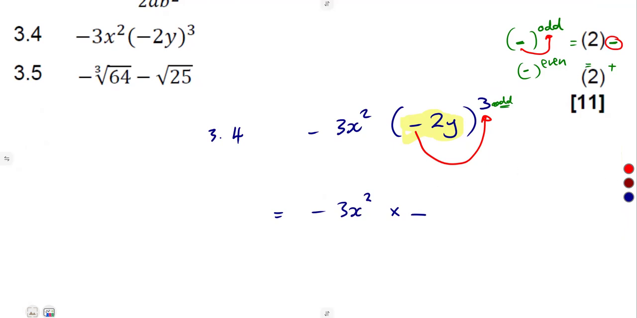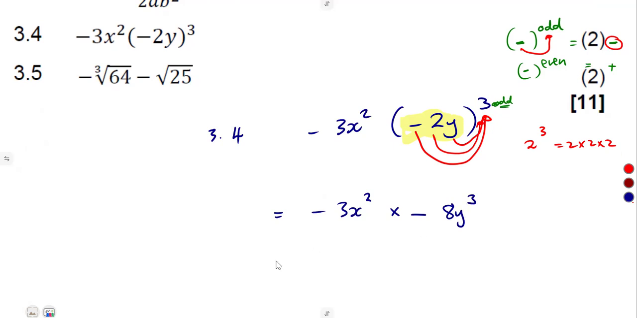But knowing that each and every part inside of the bracket must be raised to the exponent of what? 3. So it's 2 raised to the exponent of 3. 2 times 2 times 2, which is going to give us what? 8. Also, the y is raised to the exponent of 3. So that's y to the exponent of 3.